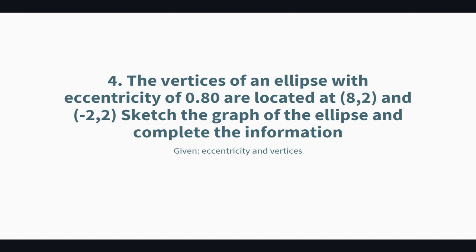In my activity, I've chosen the number 4, wherein the vertices of an ellipse with eccentricity of 0.80 are located at the coordinates (8, 2) and (-2, 2). It says here that I have to sketch the graph of the ellipse and complete the information.